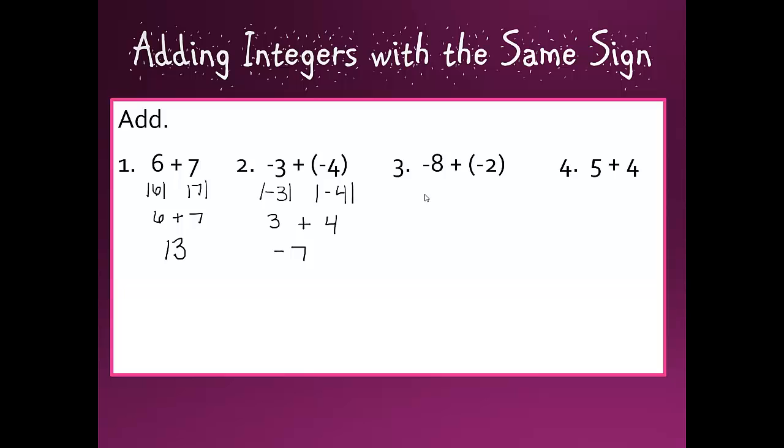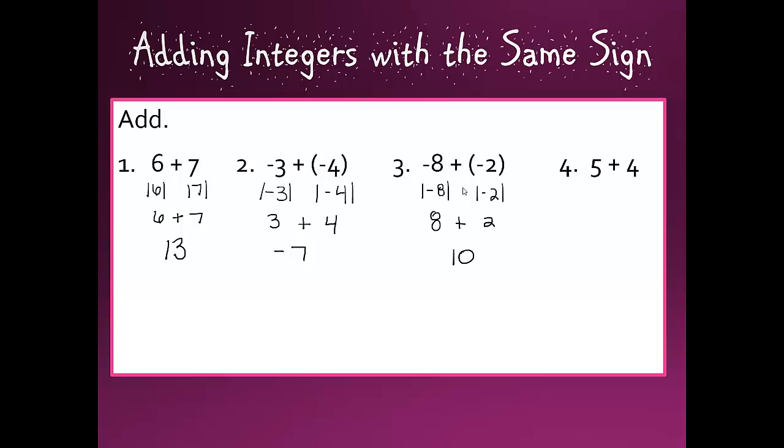For number 3, we have -8 plus -2. First, I'll find the absolute value of -8, which is 8. And then I'll find the absolute value of -2, which is 2. Now I'm going to add 8 plus 2, which is 10.